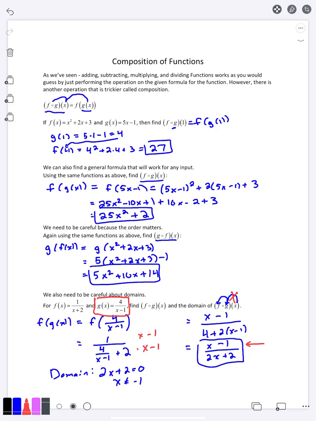it would actually be meaningless. So what you have to do on these problems is not only look at the domain from the final expression, but you need to also worry about whatever comes first in your composition. In this case, x can't be 1, and you need to combine both of those restrictions in order to get the final domain. So the domain here should be x is not 1 or negative 1.